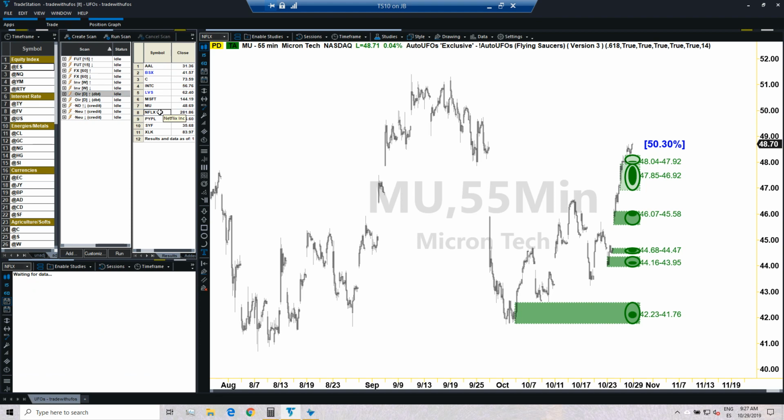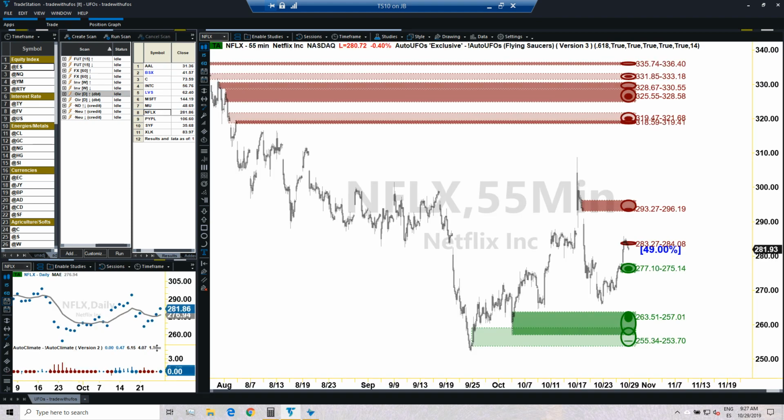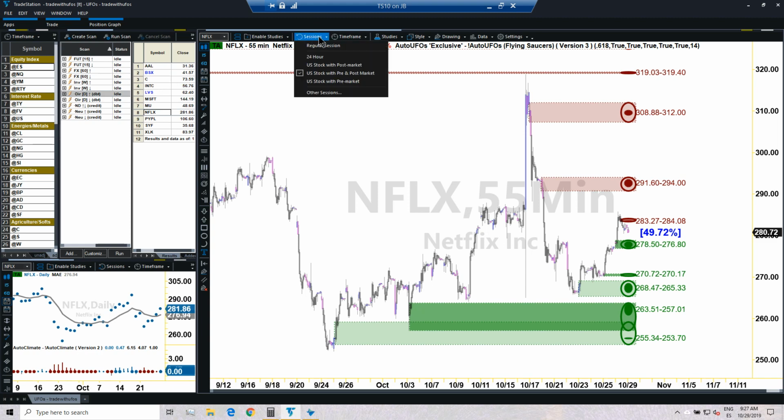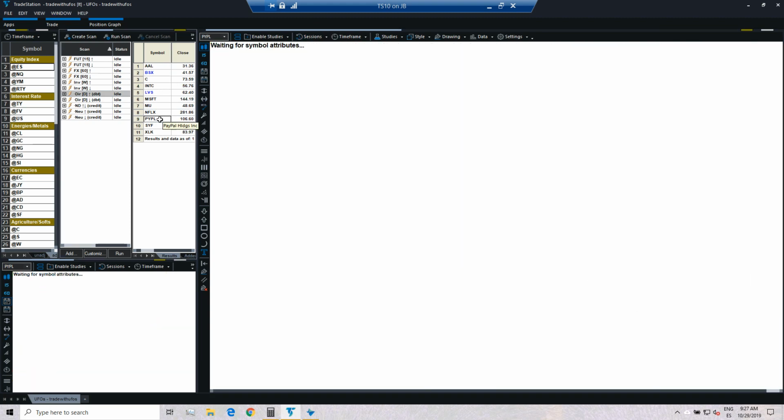Netflix. Let's see what's happening with Netflix. So 1 dot into the climate, 1 out of 6, all confirm. 49% probability, that is not good. What about pre and post market? Pre and post market is still 49, so we will pass on Netflix for directional trades and switch to PayPal.